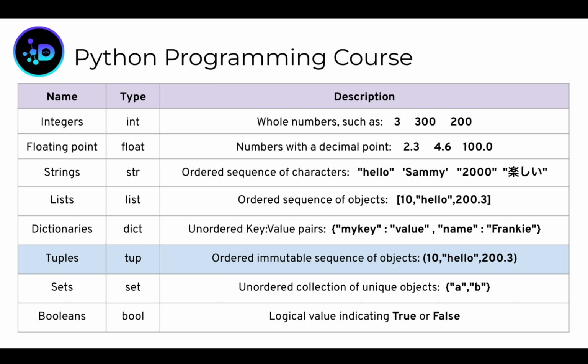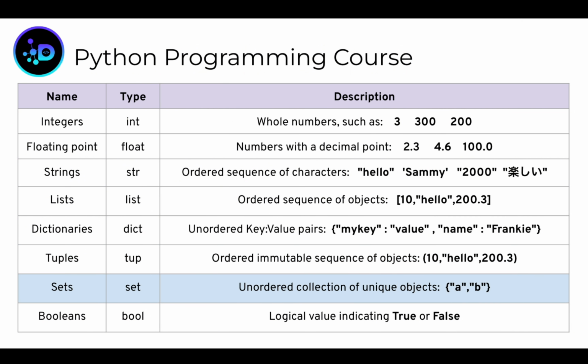Next, we also have tuples. Tuples are ordered immutable sequences of objects, which are always inside parentheses. So for this example, we have 10, hello, 200.3. When we say something is immutable, that means we can't modify that particular sequence of objects once we've created it.